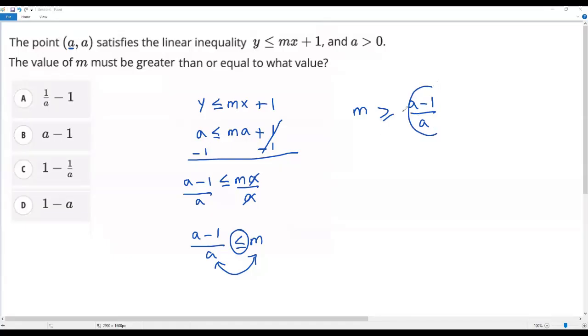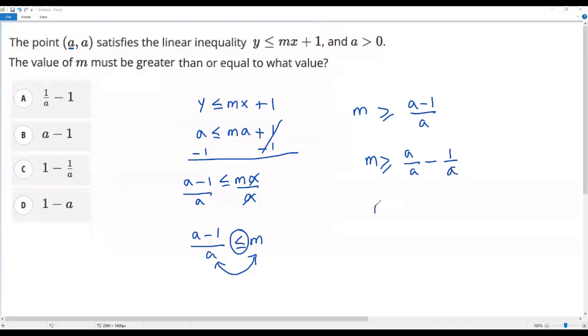But do we find this in any of the options? No, we don't find it. So I think we have to do one more simplification. Here a is the common denominator for the a and negative 1 in the numerator, so we can take this denominator a separately for this a and separately for this 1, and we subtract the two fractions. That is a/a, we keep the negative sign as it is, and 1/a.